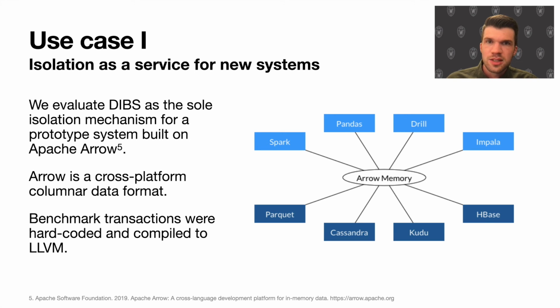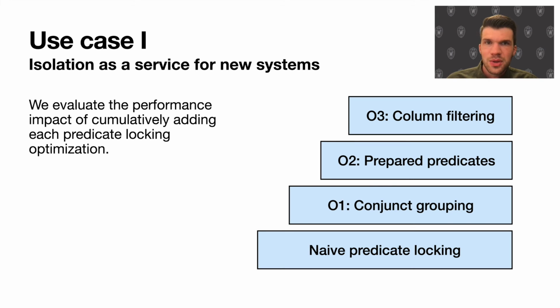Our first use case is providing isolation as a service for new data processing systems. Here we evaluate Dibs as the sole isolation mechanism for a prototype system built on Apache Arrow. The system relies on internal data structures to provide consistency and does not provide atomicity and durability. It relies solely on Dibs to provide isolation. In this environment, we evaluate the performance impact of cumulatively adding each predicate locking optimization.